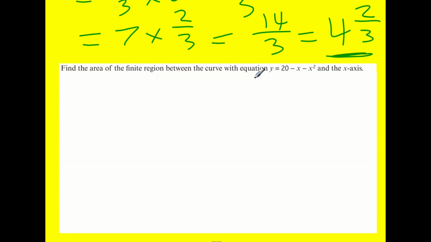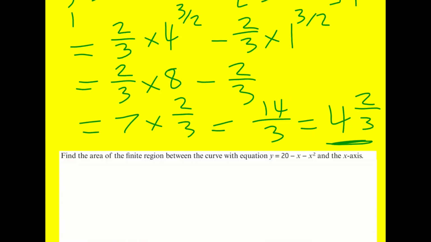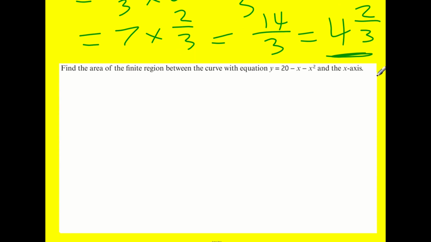Okay, one more example. You can see we're slowly sort of increasing the complexity, and here's the most complex one. I'm not giving you the graph here. Find the area of the finite region between the curve with equation 20 minus x squared and the x-axis. Okay, I'm going to need to do a bit of work to be able to deal with this, because at the moment I've got some axes, but I don't know where it crosses. So the first thing we're going to have to do is find where it crosses.